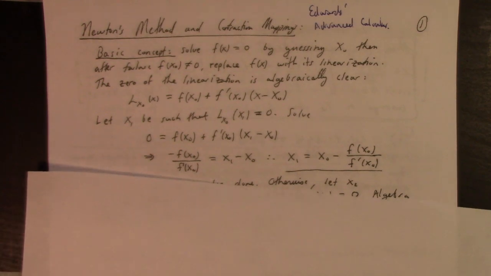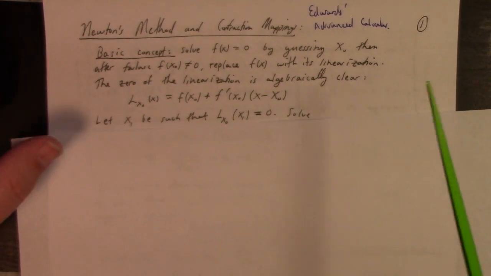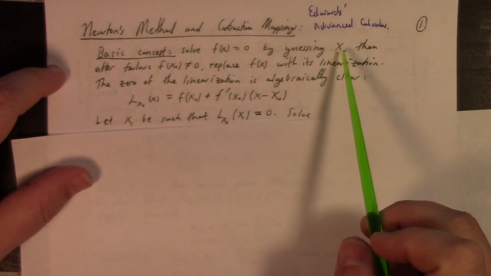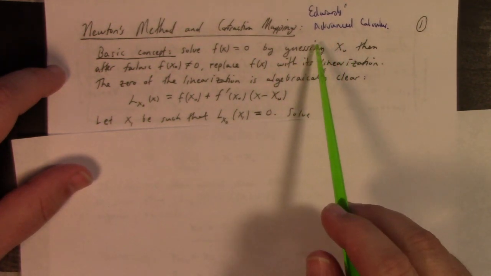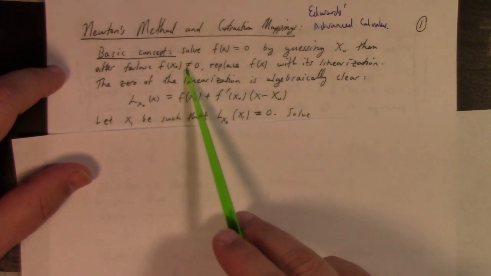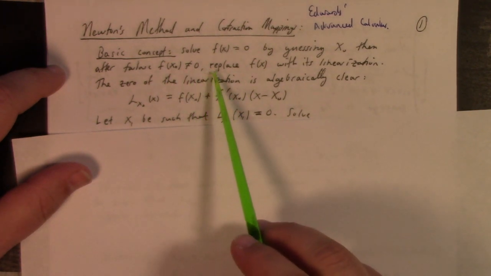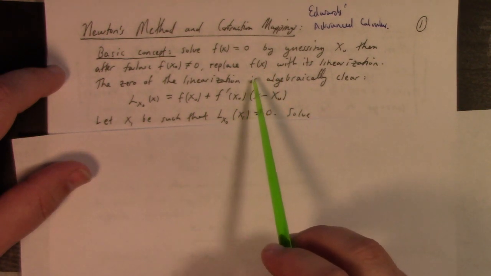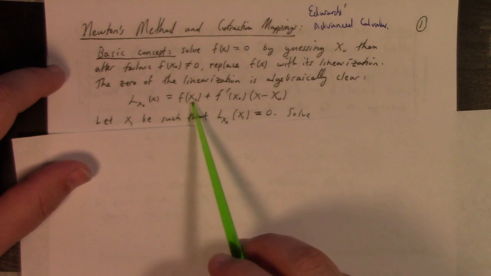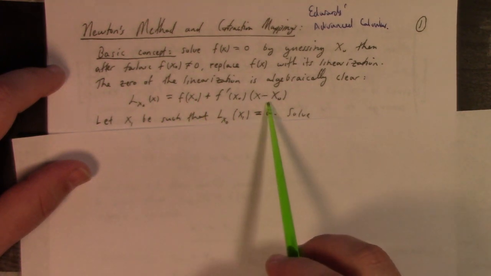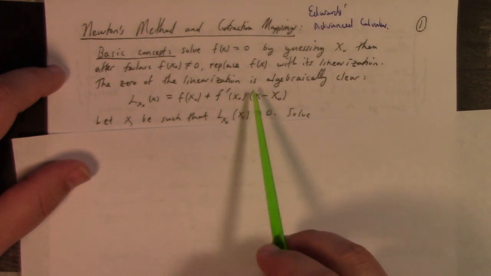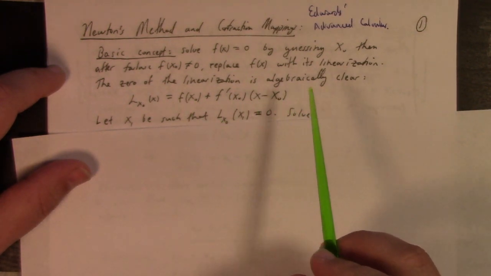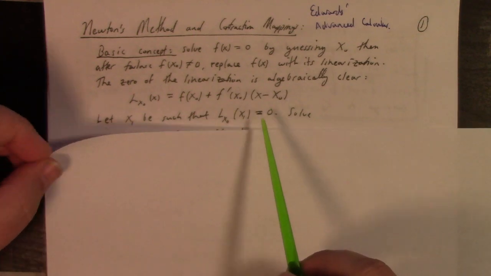So here's the problem. Suppose you want to solve f of x equals 0 by guessing a point. If you plug in x naught and you get f of x naught not equal to 0, oh well. So what you can do is replace f of x by its linearization and look for the 0 of the linearization. So, replace f of x by its tangent line at x naught, namely this. And then you can look for where this linearization has a 0. You do the algebra.